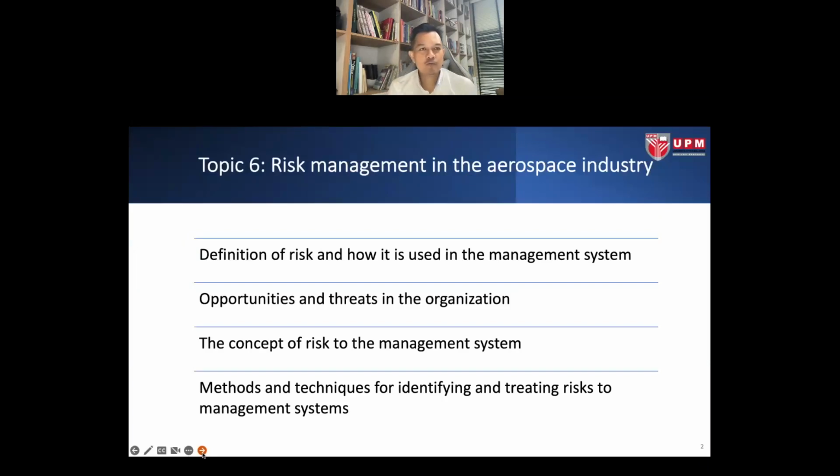So for today, we are going to look into topic number 6, which is risk management in the aerospace industry. We are going to spend around 40 to 45 minutes, and by looking at the slides, most likely we are going to divide the session into two parts, right? But we are going to continue the second part next week.